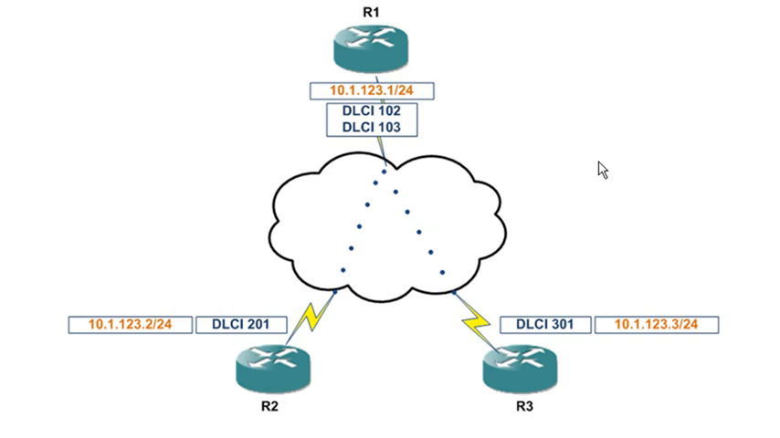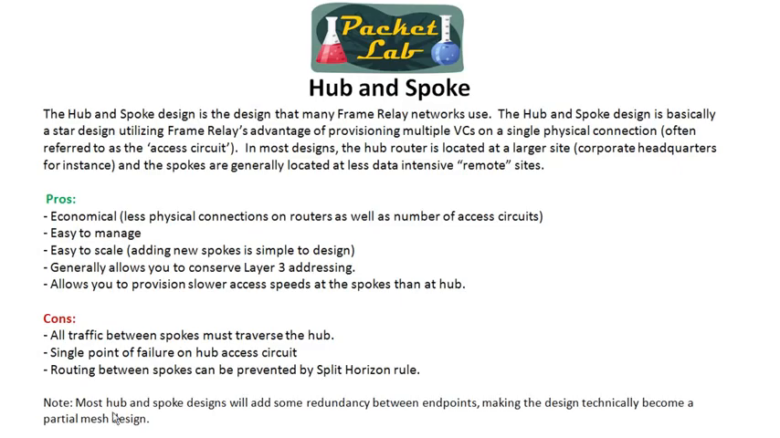So again, we'll go through this in a whole lot more detail when we're going through routing with frame relay, and also when we're actually configuring this. There's many ways around this in the routing protocols as well as in your design, whether you're using point-to-point sub-interfaces or physical interfaces, and we'll get into that in more detail in just a bit. But I just wanted you to know that that is one of the disadvantages and something you're going to have to plan for when you're designing a frame relay hub and spoke network. So this note down at the bottom, it says most hub and spoke designs will add some redundancy between endpoints, essentially making the design become a partial mesh design.